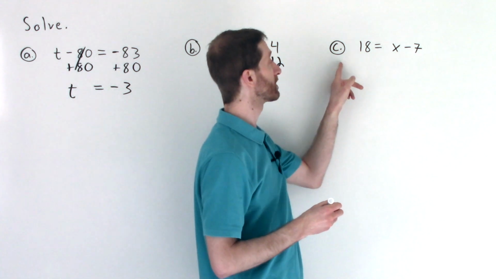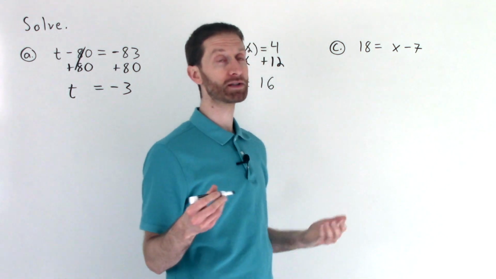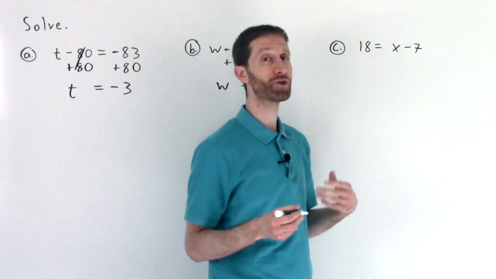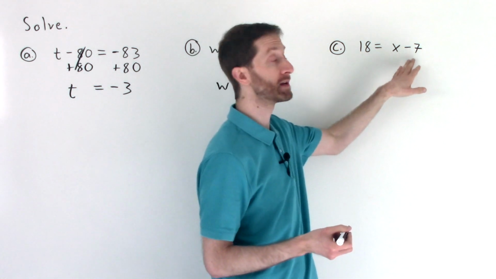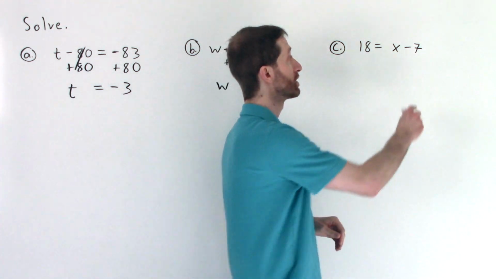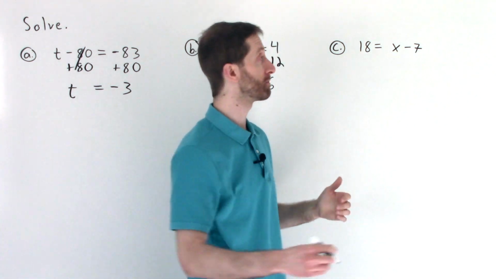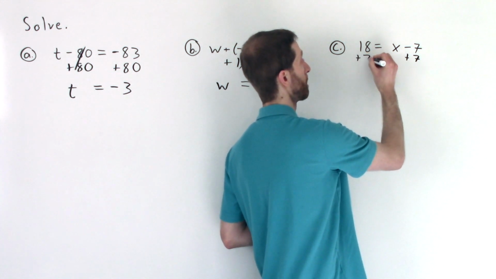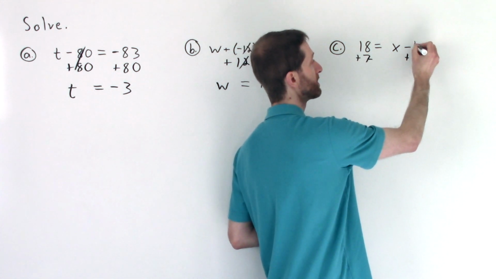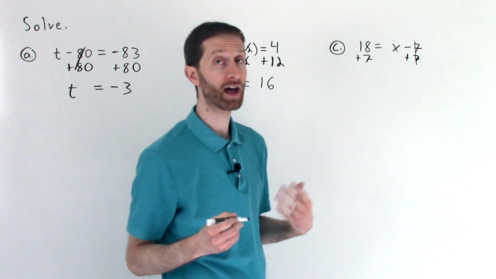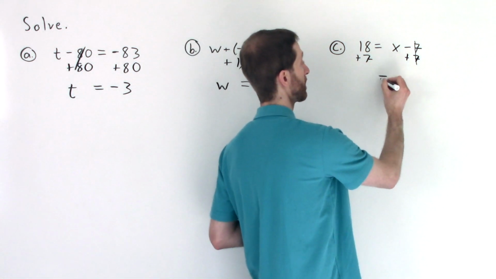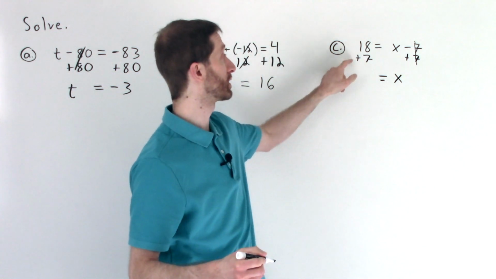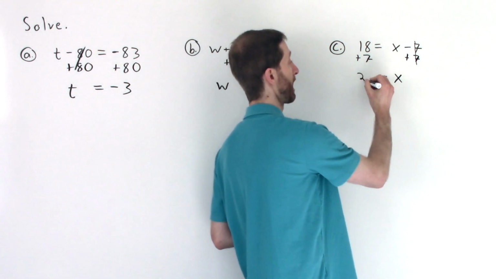Okay, finally with letter C, we've got everything switched up in a different order. No worries. 18 equals x minus 7. Treat this as a normal old equation. We're going to undo what's being done on this side of the equation. So we undo minus 7 by adding 7, and we're going to do that to both sides of the equation. Notice that minus 7 and 7 completely cancel out, giving us 0 and leaving us with x on the right side. So that's good news. And then 18 plus 7, what we're focused on next, is 25.